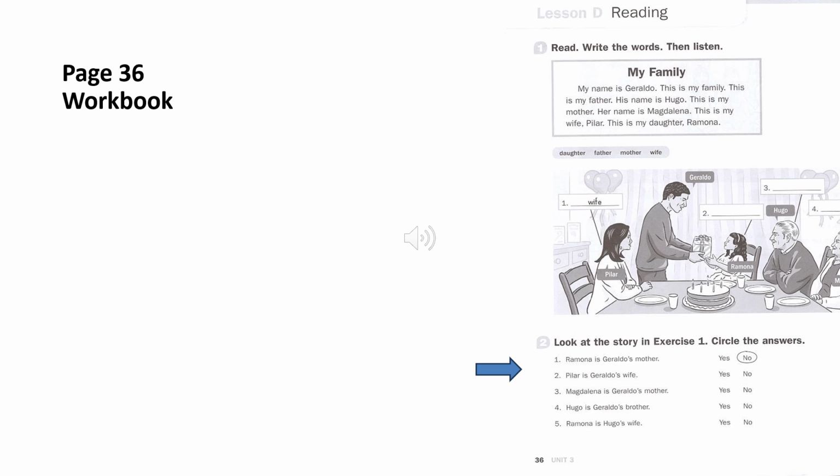Number 2, Pilar is Geraldo's wife. So I have to look up there and see, is she his wife? And I answer yes or no. Do that for 2, 3, 4, and 5. Here are the answers. Compare what you see on the screen to what you did in your book. How did you do?